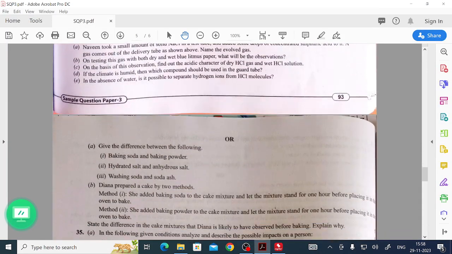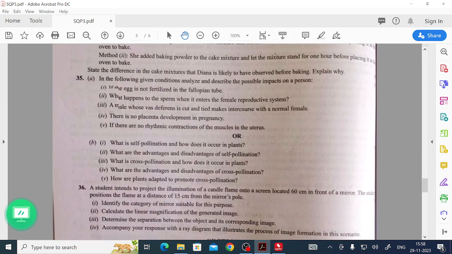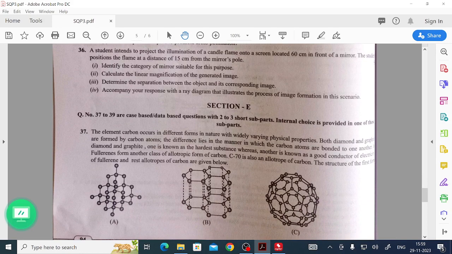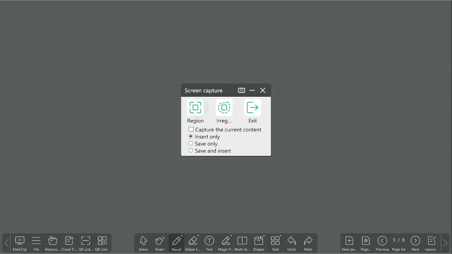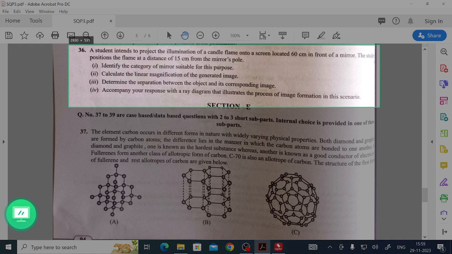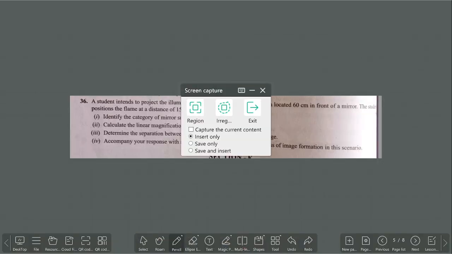Next, question number 36. A student intends to project the illumination of a candle flame onto a screen located 60 centimeter in front of a mirror.